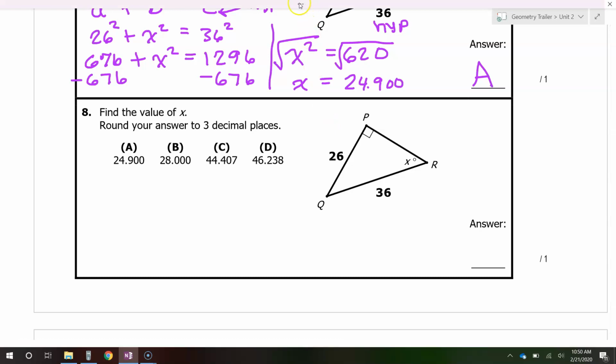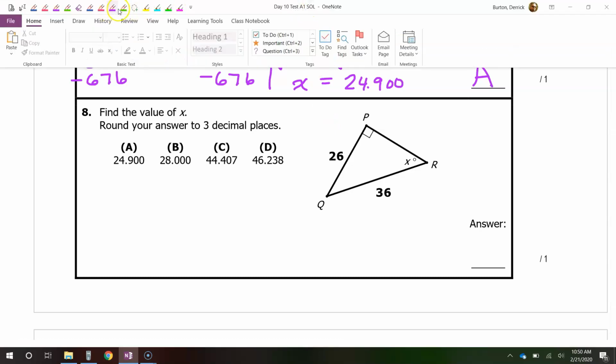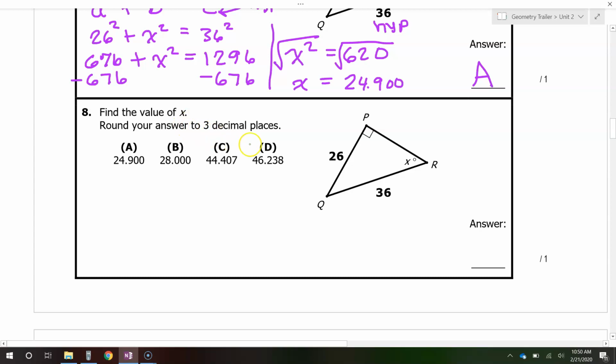Okay, ponder number 8. Find the value of x. Okay, this is going to be sine, cosine, or tangent because I'm looking for an angle and I've got sides that are given. So I need to start with the hypotenuse, which is right here across from the 90-degree angle. Then you circle the angle that you are looking for and you draw an arrow. The arrow points at the opposite side, and the blank side here is the adjacent side.